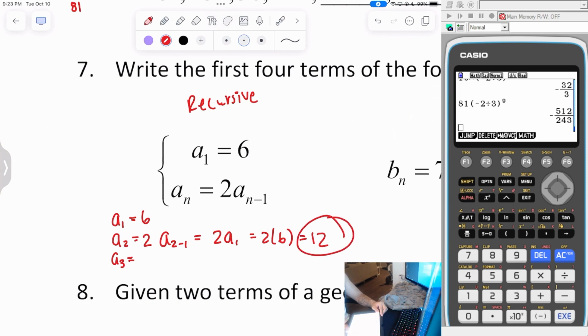My previous term currently is 12, so 12 times 2 is 24. Do it one more time to get a sub 4, my fourth term. I get 48.